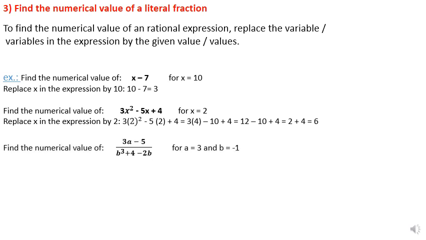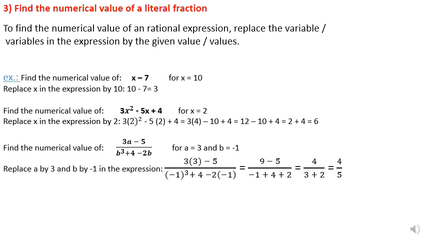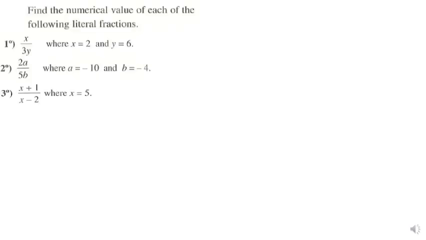Here we have 3a minus 5 over b cubed plus 4 minus 2b. Here I have two variables, a and b, and I gave you a specific value for a and a specific value for b, and I ask you to replace them. So this is the final answer. In this question, you have to find the numerical value of each of these, but I'm not going to solve them. Practice them alone, and again, the solution is found in the PDF lecture.